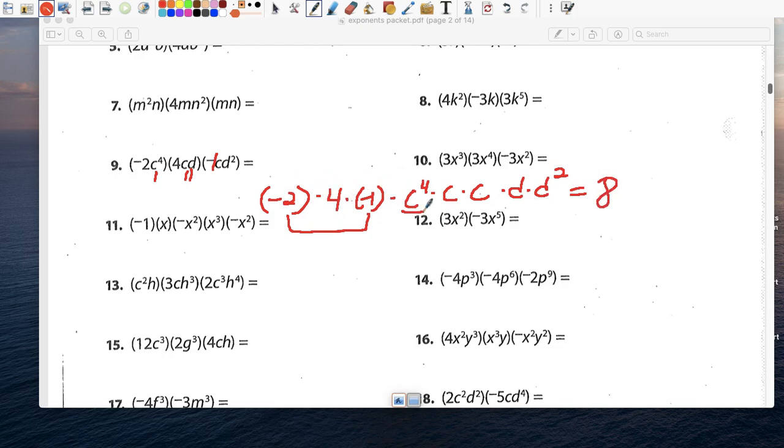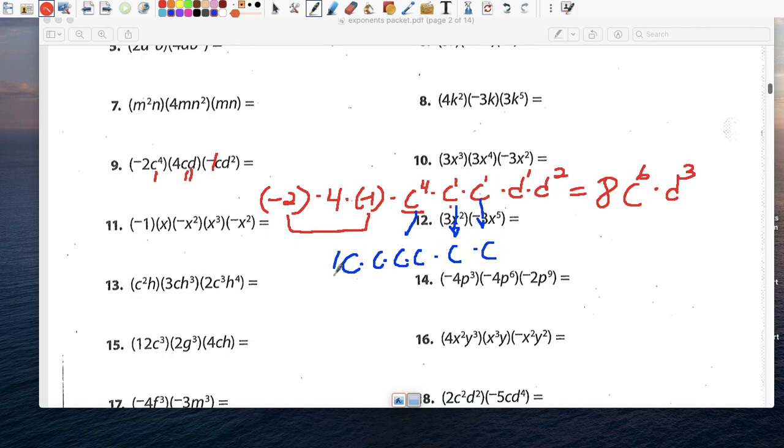The c's is c to the, let me put a 1 here, let me put a 1 here, let me put a 1. C to the 4th times c times c. It's going to give me, keep the base, add the exponents, c to the 6th. And d to the 1st power times d to the 2nd power is d to the 3rd power. And again, let me take advantage. C to the 4th power is c times c times c times c. C to the 1st power is just c. And this c is just c.